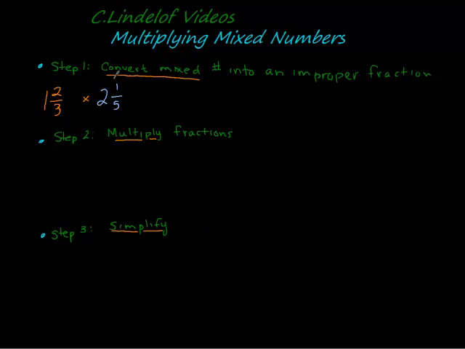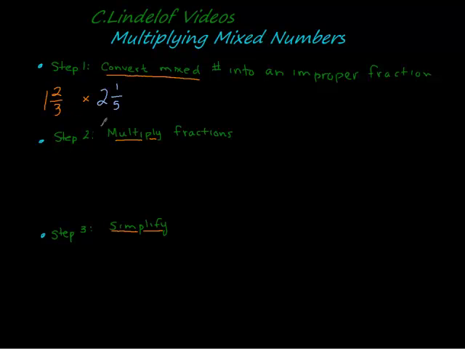The first step is that we're going to convert these mixed numbers into improper fractions, right? So we know we have a mixed number because we have a number in front of a fraction here, and we have another mixed number here, right? A number, and then it's right next to a fraction here, right? And we don't see any plus or minus in here, so this is truly a mixed number.